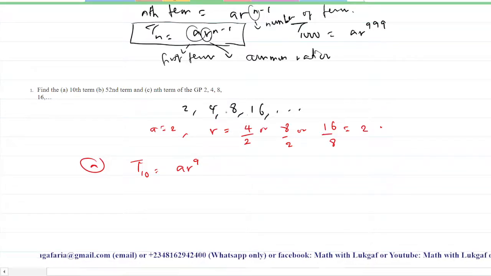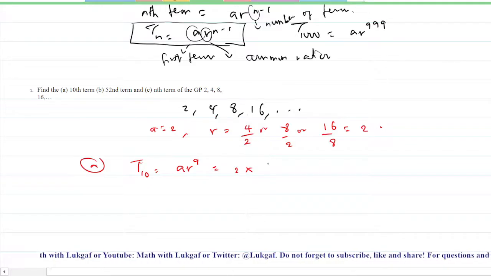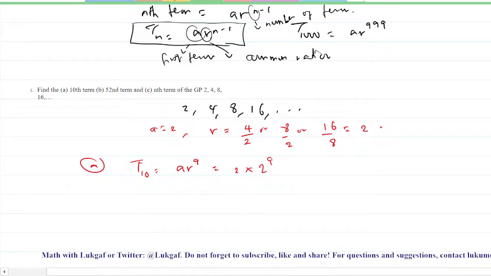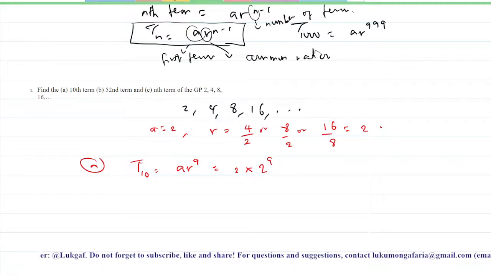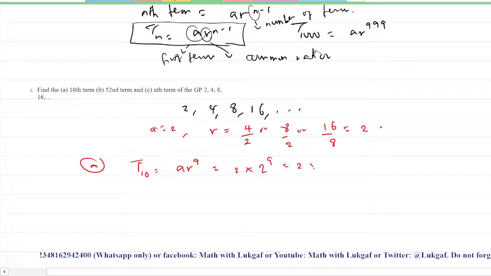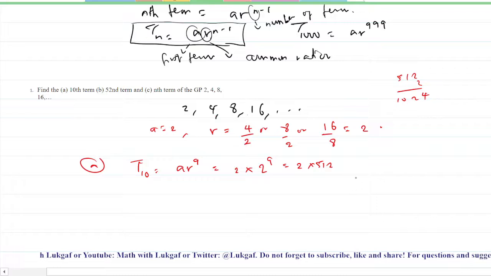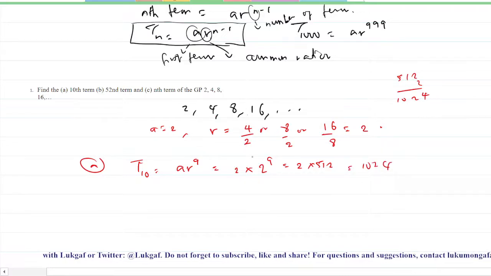I hope you understand. So from here, we can just substitute the parameters. That's going to give me 2 multiplied by r, and my r here is also 2, raised to power 9. If you simplify it further, what is 2 raised to power 9? If you press your calculator very well, or do it by hand, that will give you 512. Then you have 2 multiplied by 512, and 512 multiplied by 2 will give me 1024.